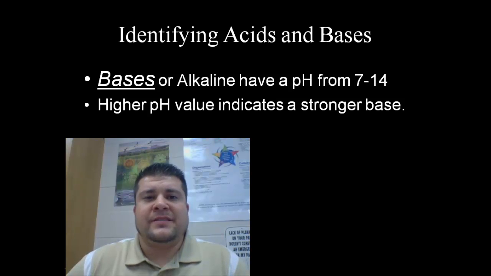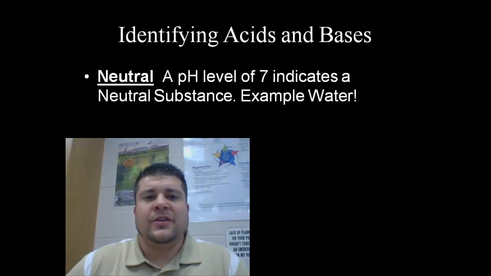Well, what if we have something that's exactly at 7, right in between acidic and basic? We have something called a neutral pH, and that's going to be around 7, and that's going to be considered a neutral substance. Our blood is about 7.35 on the pH scale, and it really needs to stay there. If it goes too high or too low, we can die because our enzymes won't work. They'll denature.